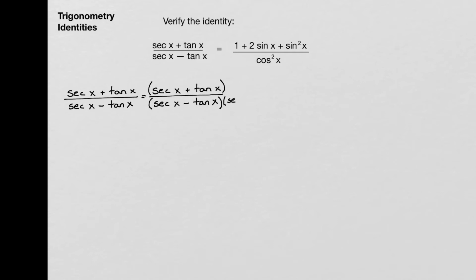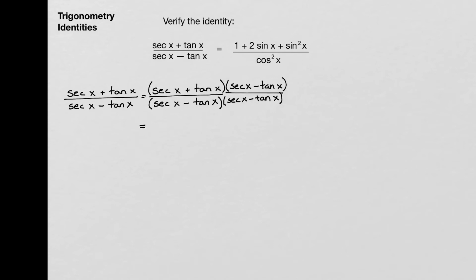So I multiply the denominator by secant x minus tangent x, and to keep this the same, I have to multiply the numerator by the same thing. Okay. So my next step is going to be foiling these together.